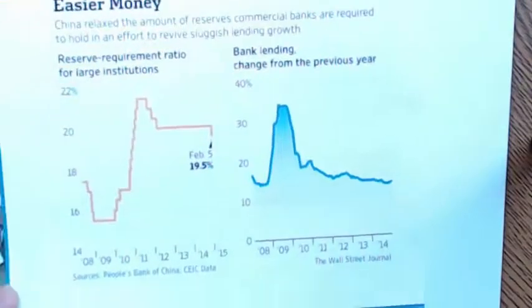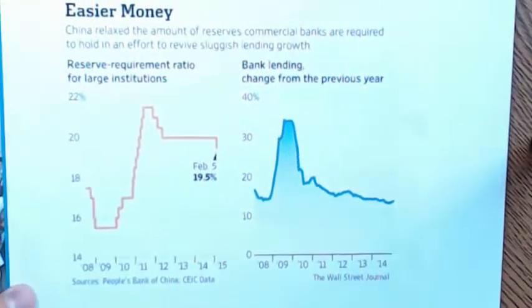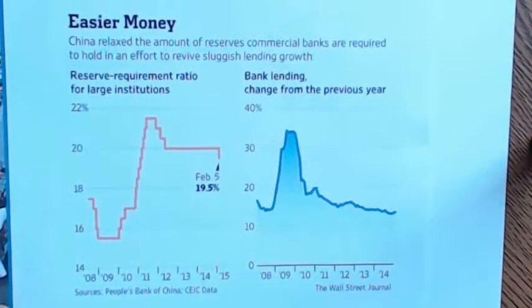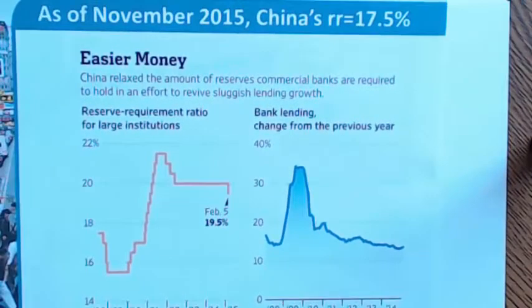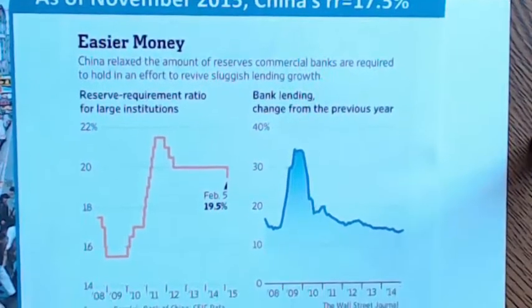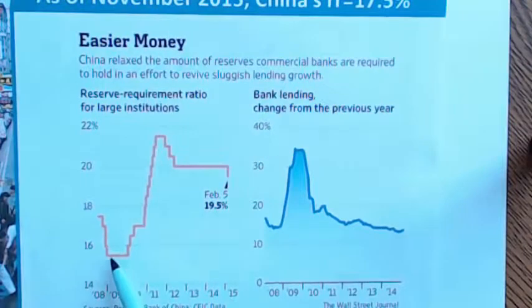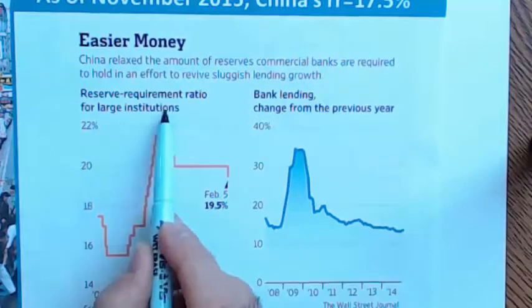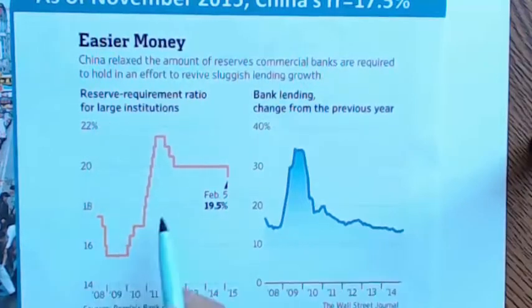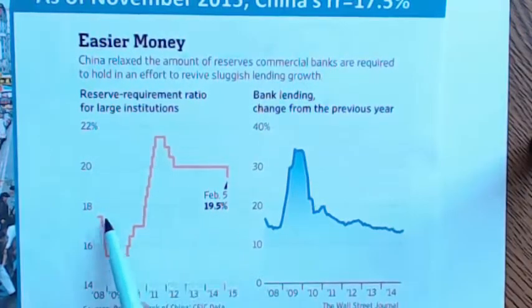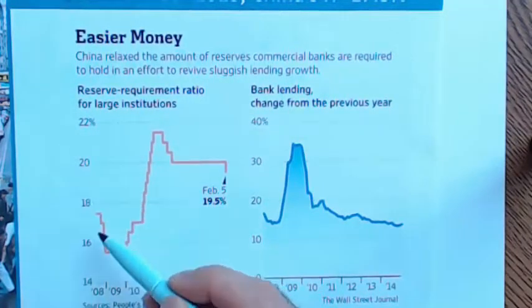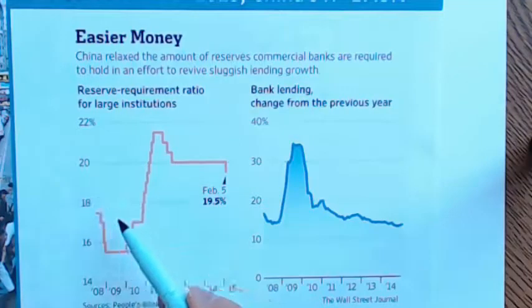Some countries use changes in reserve requirements as a primary tool for managing monetary policy. For example, I hope you can see this. I have a slide here that shows you the reserve requirements for China, for large institutions. You can see it dropping. Look at this axis here. It's in the upper teens, 20% area.